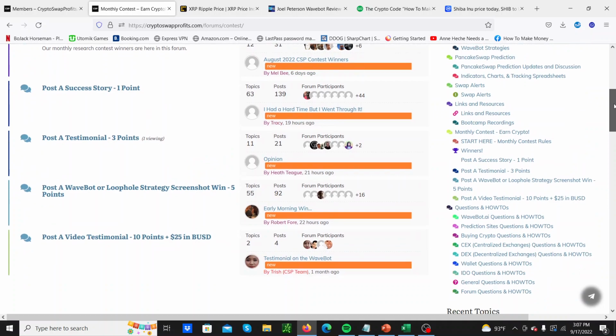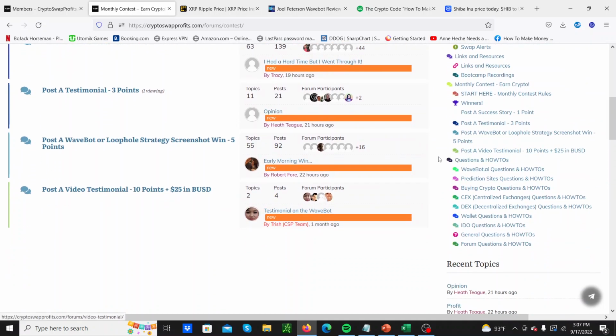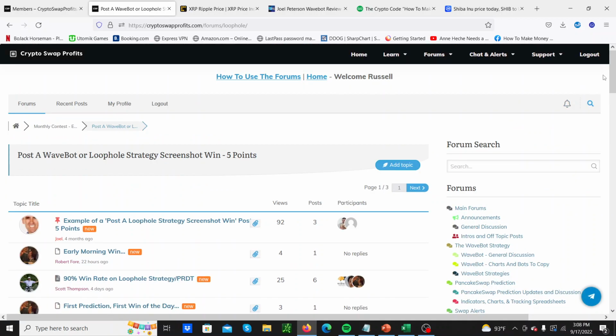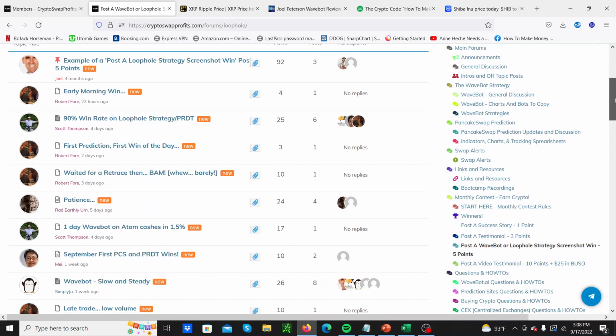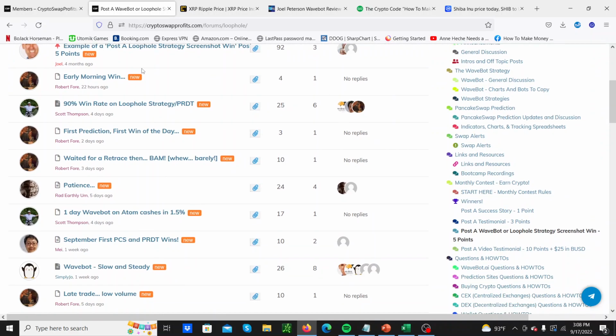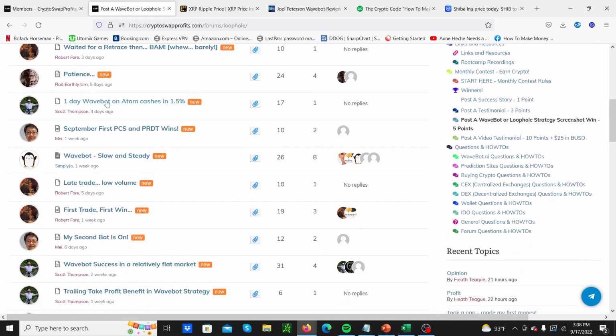One thing I wanted to show you is, I've already talked about the money I'm making with this, and I'm really happy with it, but sometimes it helps to have other people's results as well. So let's go into the post a Wavebot screenshot. This is where people are posting their results in the mastermind group. You can see there's a lot of them, all these guys. First prediction, first win of the day. That's actually on the loophole, but let's still find some Wavebot stuff.